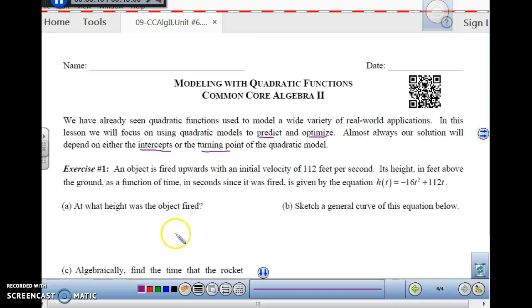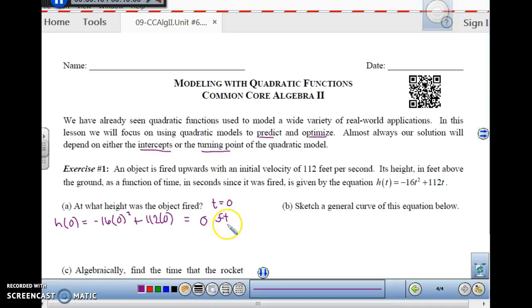All right, so let's think about this for a second. The height, feet above the ground, is a function of the time in seconds since it was fired. So when the object was fired, at what time was it? Well, that was when t was equal to 0. So the height when t is equal to 0 would be h of 0. So h of 0 is equal to negative 16 times 0 squared plus 112 times 0. 0 squared is 0, times 16 is 0, plus 112 times 0 is 0. So this is all going to be 0. So at 0 seconds, the starting time, it will be 0 feet off the ground.